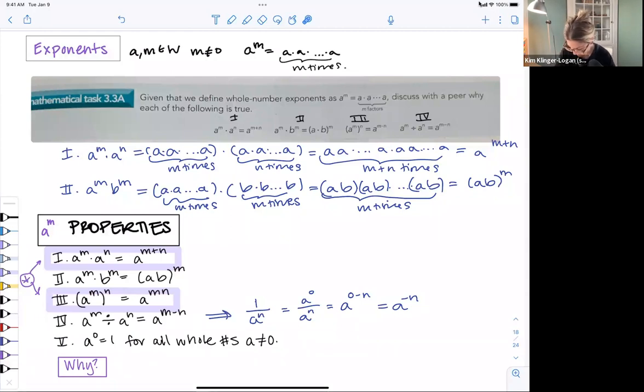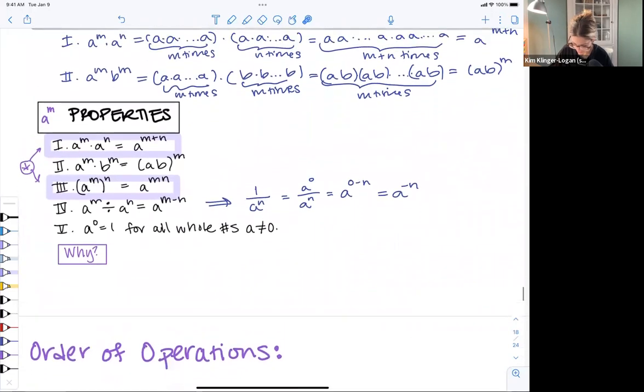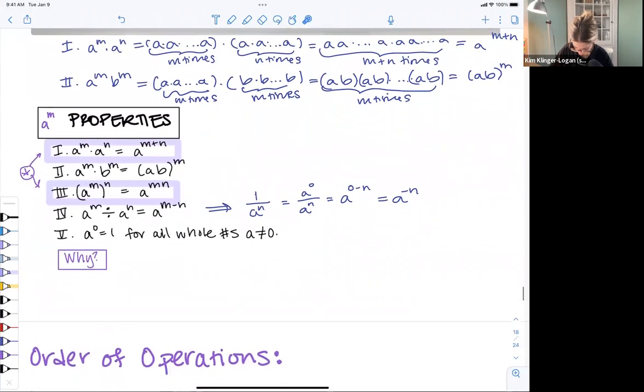Okay, and then this last property, we've actually already alluded to, it's just the fact that a to the 0 is 1 for all whole numbers not equal to 0. Okay, so justifying this property for exponents, that a to the 0 is 1, can be done a few different ways.